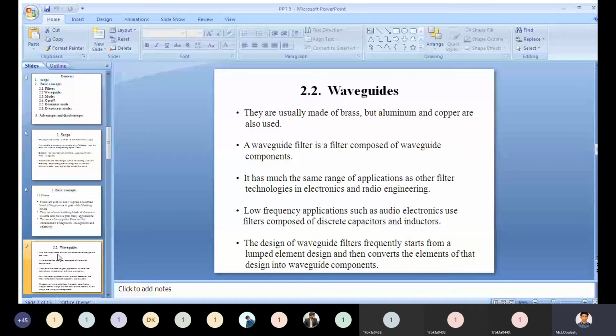Filters made from discrete components are sometimes called lumped element filters, to distinguish them. At still higher frequencies, the microwave bands, the design switches to waveguide filters, which are sometimes a combination of waveguides and transmission lines.